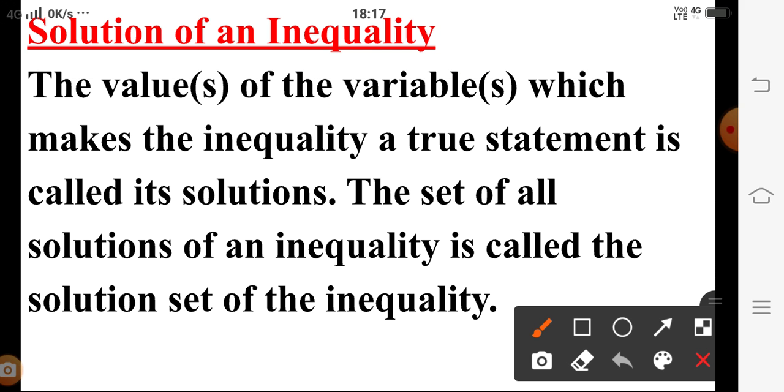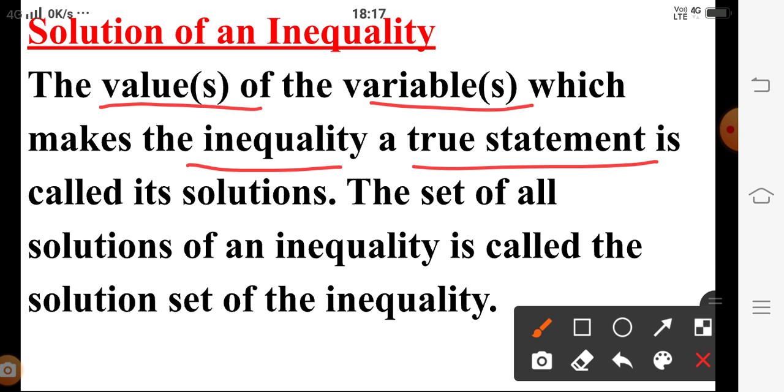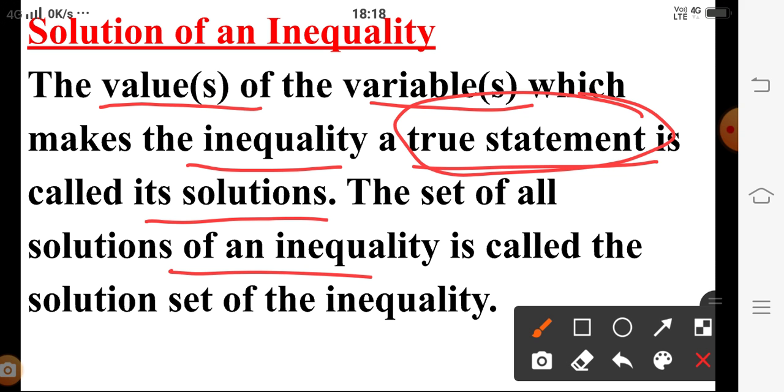Solution: when we have inequations, how do we get the solution? The values of the variables which make the inequality a true statement are called its solution. Similarly, when we solve equations we get the exact value of the variable, and if you solve an inequality you also get values of the variable, and those values which make the statement true are the required solution of the given inequation. The set of all solutions of an inequality is called the solution set of the inequality.